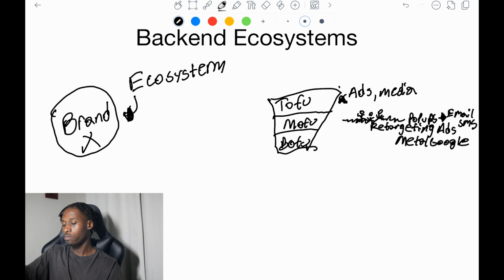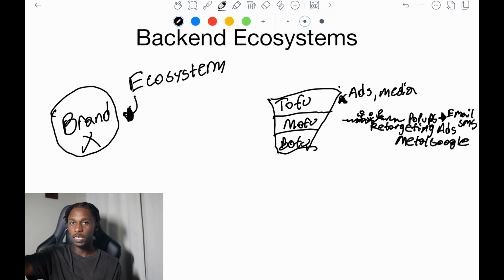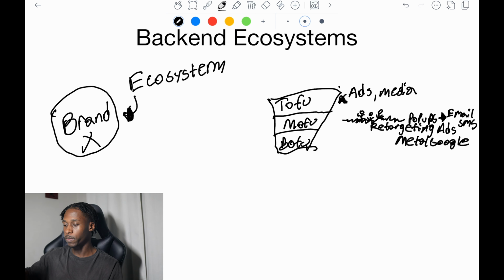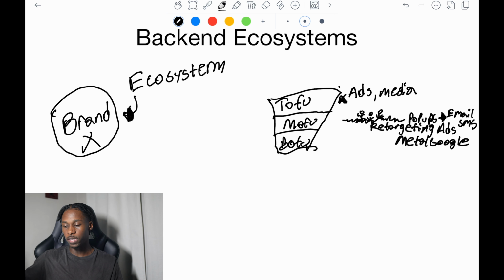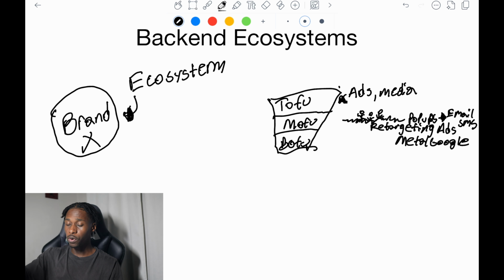Okay, so middle funnel involves pop-ups, meaning you're collecting their data, you're collecting their information, and then you're nurturing with email and SMS, and that in turn goes into retargeting ads, Meta, Google, things of that nature, and then they make a purchase decision, and that's where the money comes in, the bottom of funnel.